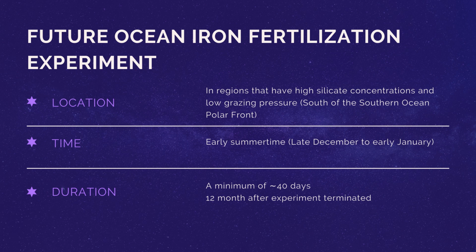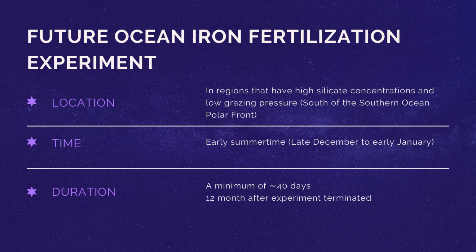The second improvement that we can make is the time. Since we pick the Southern Ocean as our location, the best time to do the experiment is likely the early summertime, which is around late December to early January. This is because of three key factors: micro or macronutrient availability, light availability, and grazing pressure.